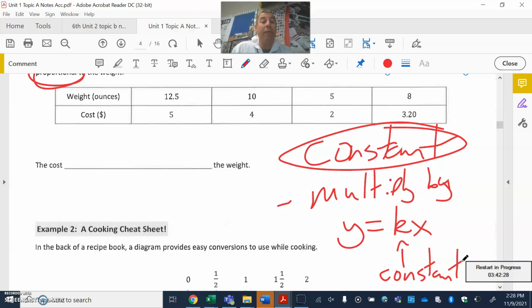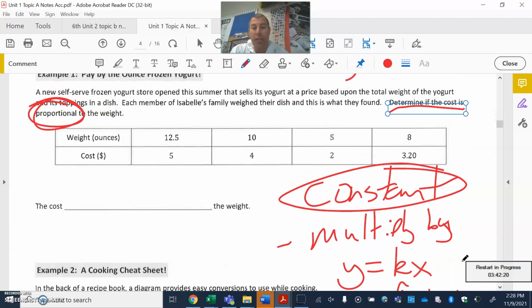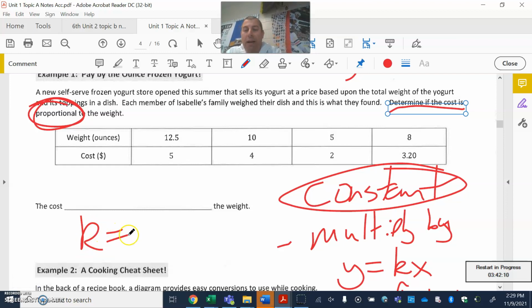So if we have a constant, then we've got a proportional relationship. So watch what's going to happen here. If we want to see if we have a proportional relationship, instead of trying to figure out what to multiply by the entire time, what we realized is we can use this equation to find the constant, which is take the y and divide it by the x.